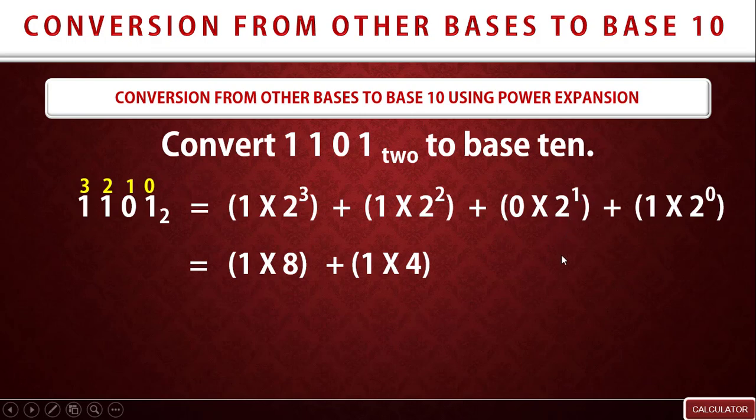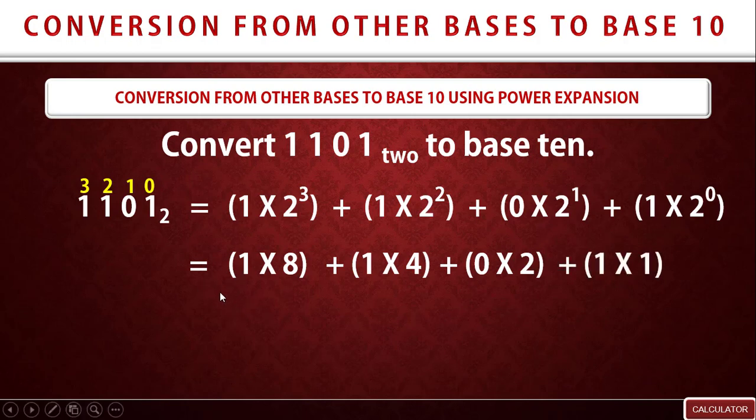So 2 raised to the power 1 is 2. Then we have plus 0 times 2. Then the next one, we have 2 raised to the power 0. 2 raised to the power 0 is 1. Anything raised to the power 0 is 1. And then we have plus 1 times 1.